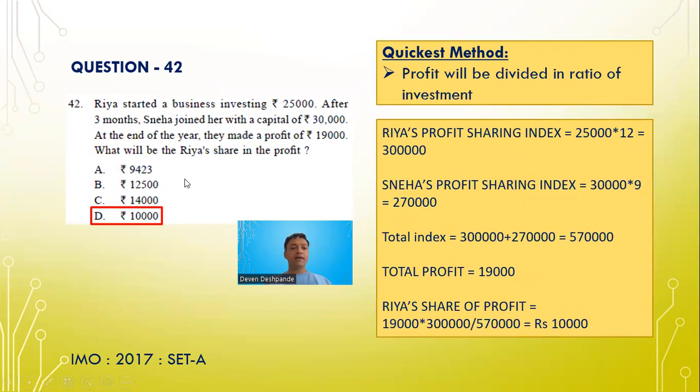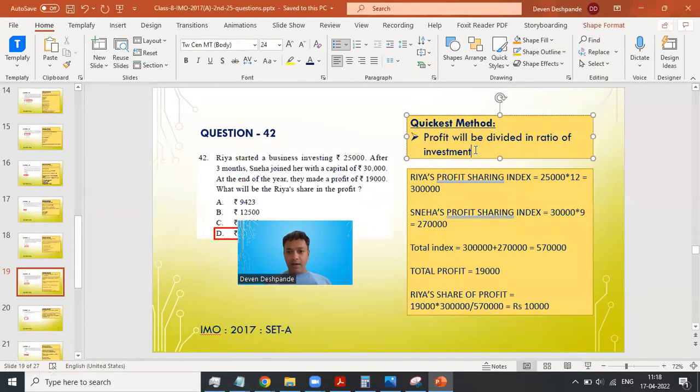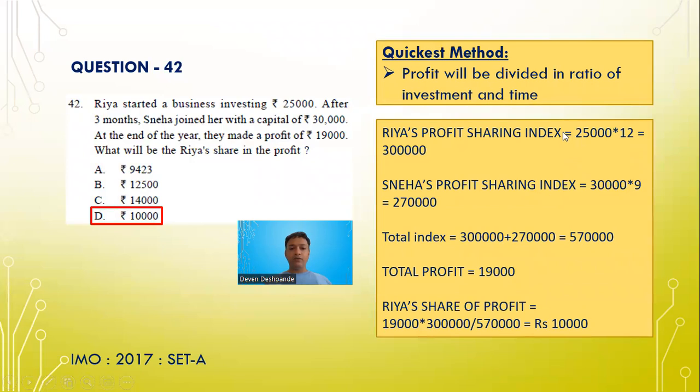Okay, Ria started a business investing 25,000 rupees. After 3 months, Sneha joined her with a capital of rupees 30,000. At the end of the year they made a profit of 19,000 rupees. What will be Ria's share in the profit? So profit will, again, be divided in the ratio of investment and time, isn't it? The ratio of investment and time. So what is the total of investment into time?